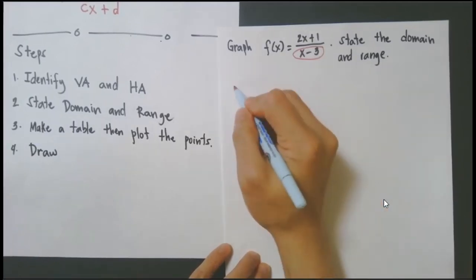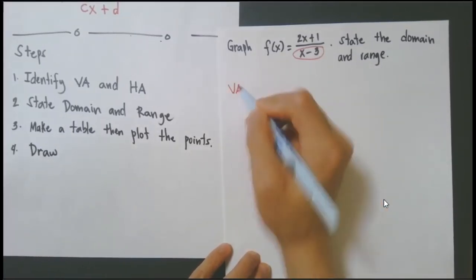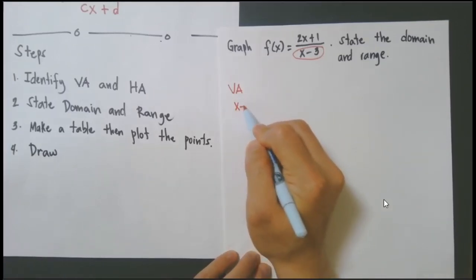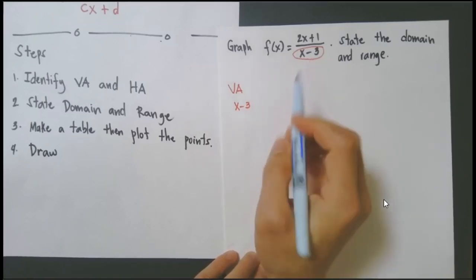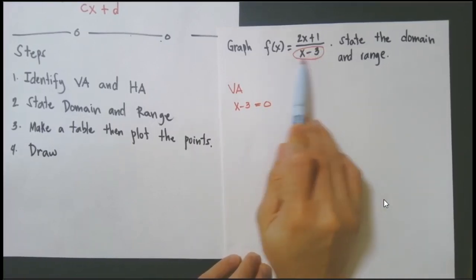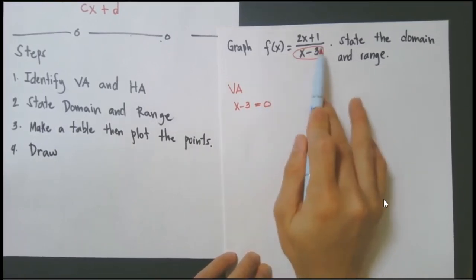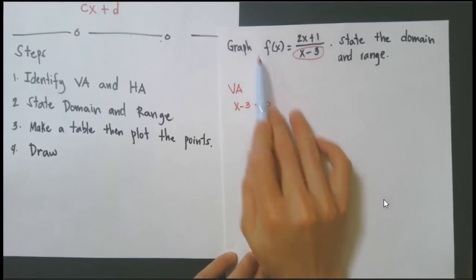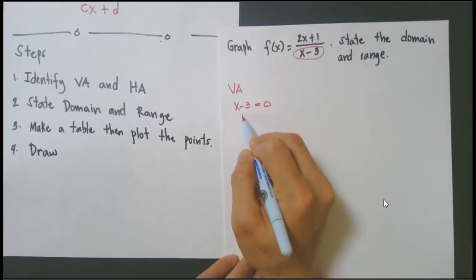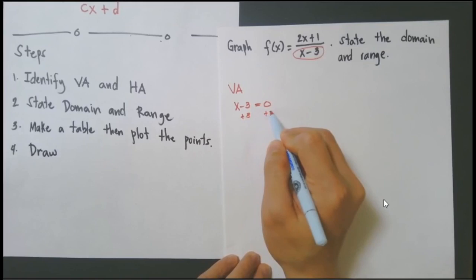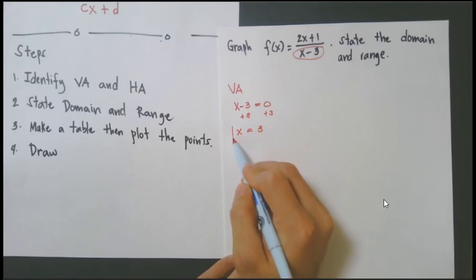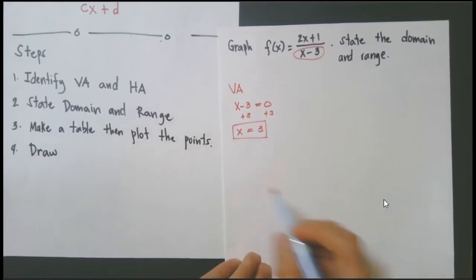So I would write here VA. VA stands for vertical asymptote. So I would write here x minus 3. Just equate that denominator to 0 because you want to find the excluded value in the denominator. When you say excluded value, it is the value that will make this function undefined. So you do your simple math. Now you'll add 3 on both sides. So your x now is positive 3. That is your vertical asymptote.